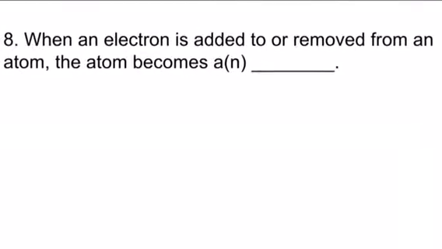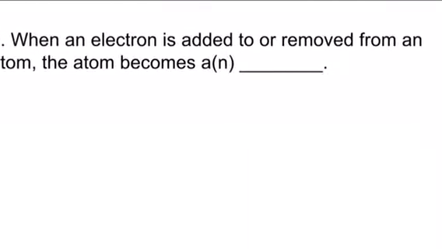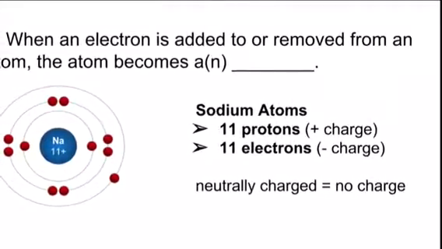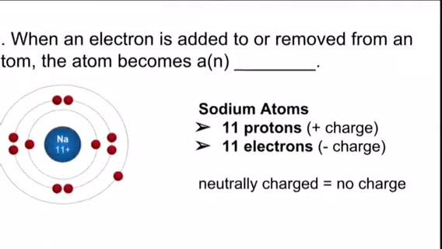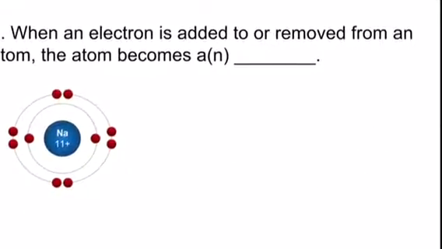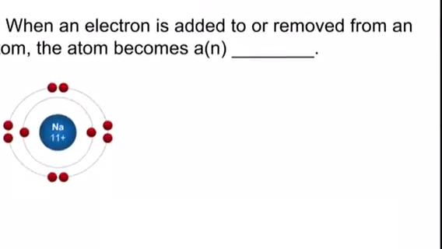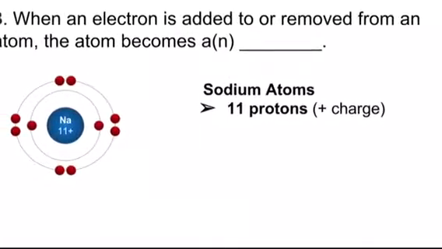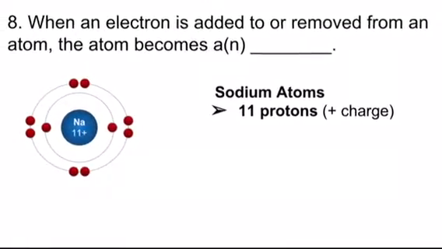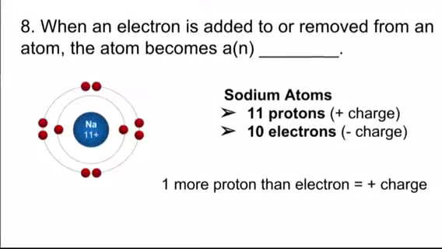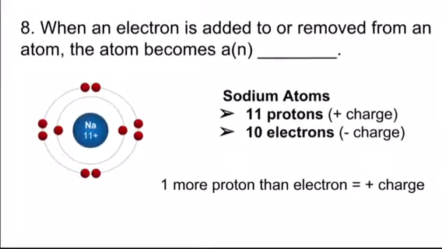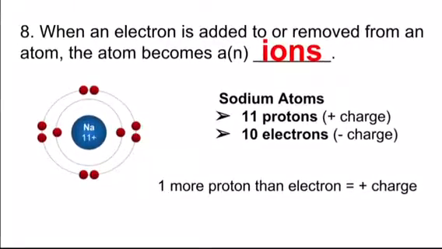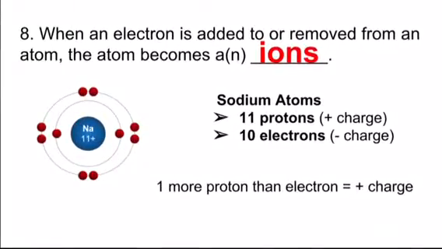Question number 8. When an electron is added to or removed from an atom, what does the atom become? Well, we have a neutrally charged atom of sodium, 11 protons, 11 neutrons. There's no charge, but it's going to lose that 1 valence electron to become stable. So as it loses it, it still has 11 protons, but now it has 10 electrons. So there's 1 more proton than electron, so it has a positive charge. So being a charged atom means it is an ion.